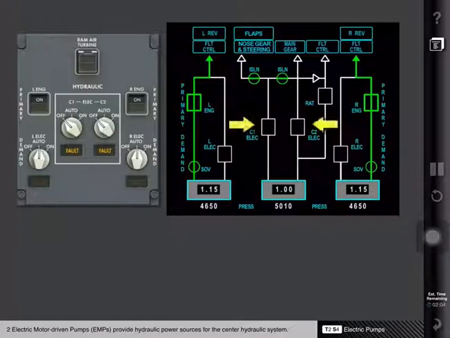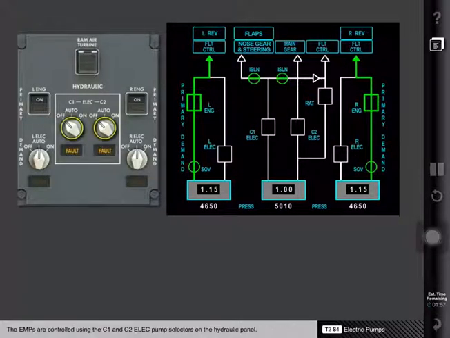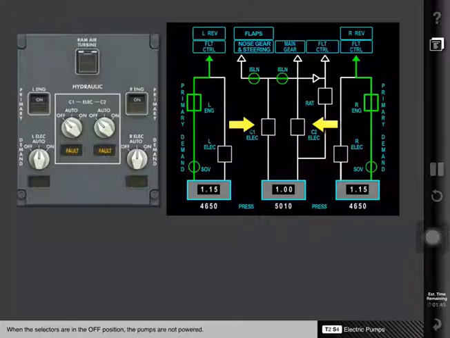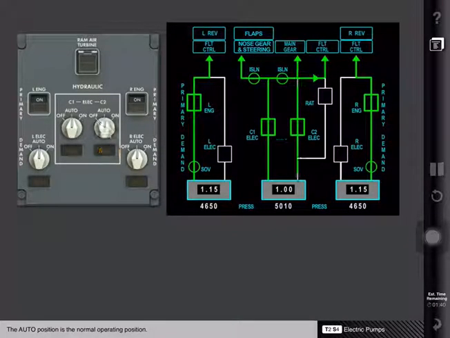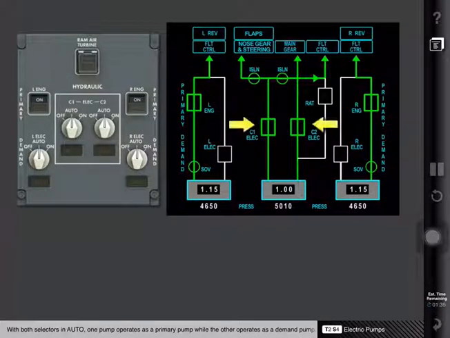2 electric motor-driven pumps, or EMPs, provide hydraulic power sources for the center hydraulic system. The electric motor-driven pumps are controlled using the C1 and C2 electric pump selectors on the hydraulic panel. When the selectors are in the off position, the pumps are not powered. The auto position is the normal operating position.